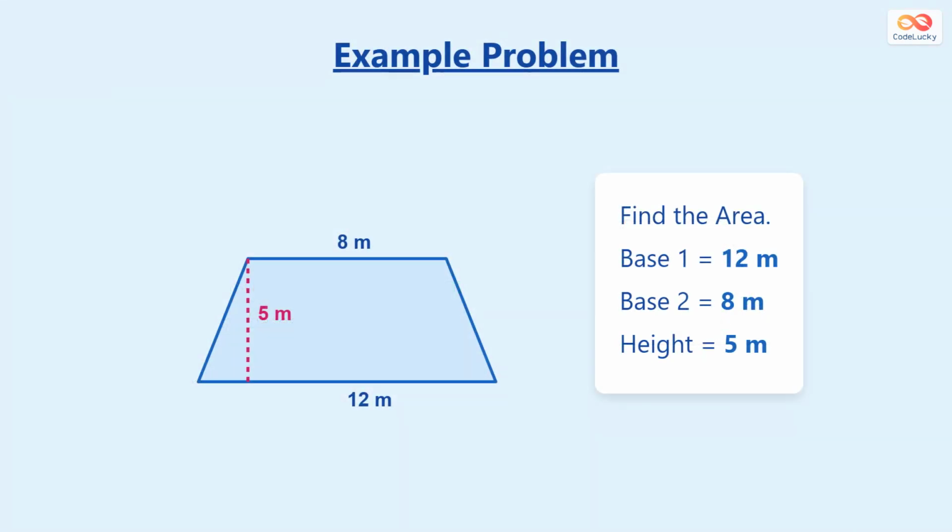Let us try a practice problem. Here we have a trapezoid with a bottom base of 12 meters, a top base of 8 meters, and a vertical height of 5 meters. We need to find the total area.